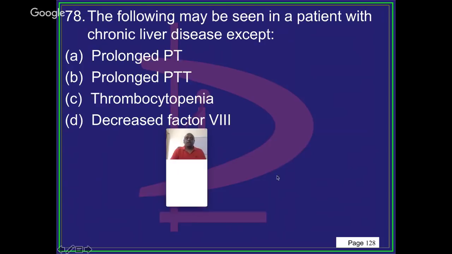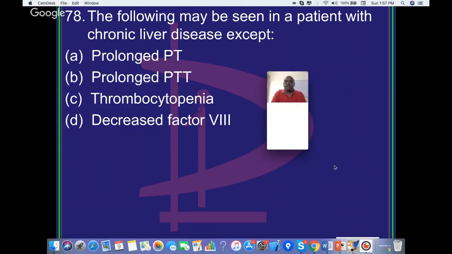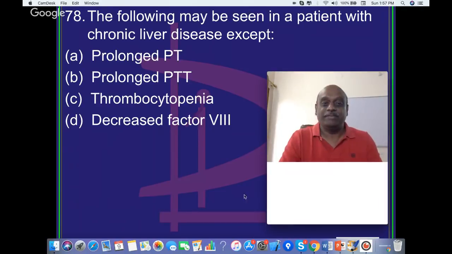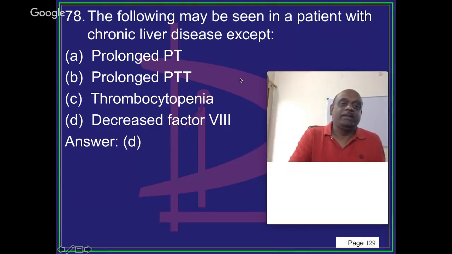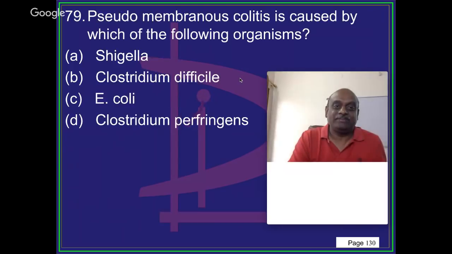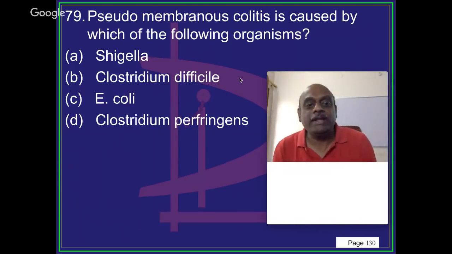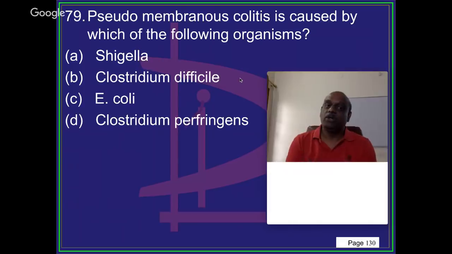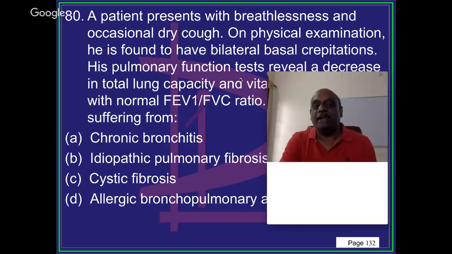Now, doctor, with regard to chronic liver disease, what is your answer? You should know that in chronic liver disease, thrombocytopenia is there, prolonged PT, prolonged PTT, all that happens. But not decreased factor 8. Pseudomembranous colitis, easiest question. Clostridium difficile, as all of you know.